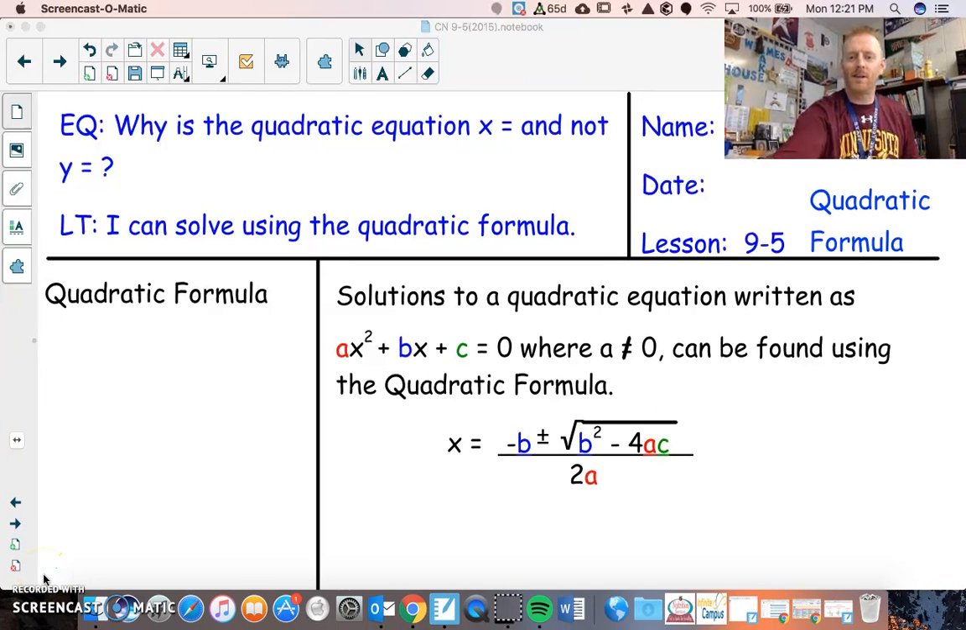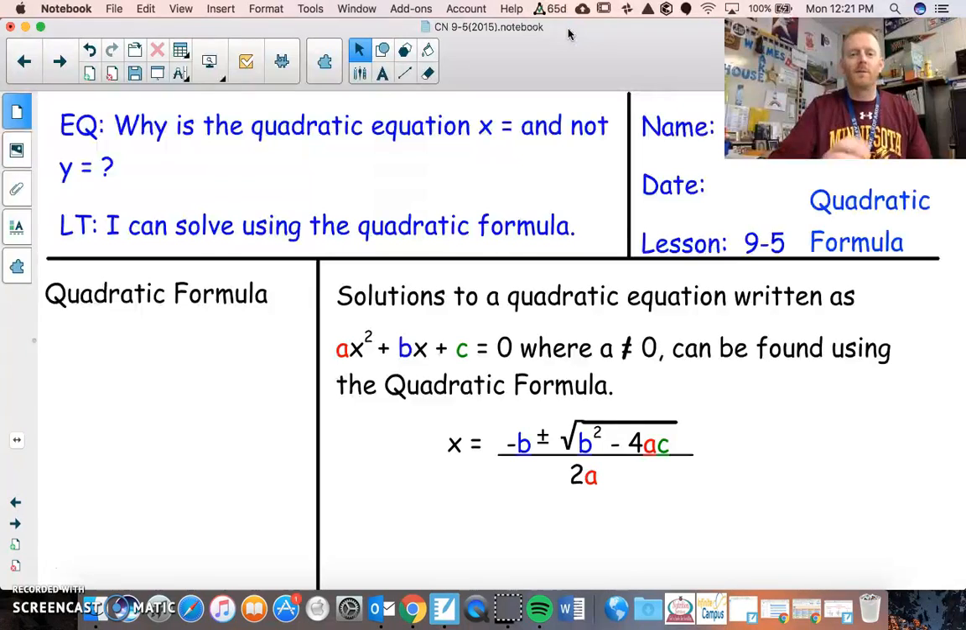Welcome to lesson 9.5. 9.5 is one of those cute lessons where we just give you the formula that solves all types of quadratic equation problems. All the things that we've done so far in chapter 9 have been able to be done in certain circumstances that might be faster than typing all of the stuff into a calculator, like we're going to show you how to do today.